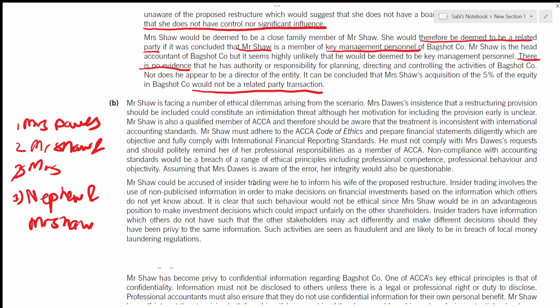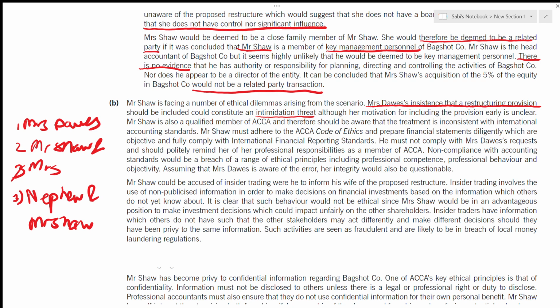So in the first paragraph they talked about Mrs. Davis only. The wife and the nephew come later into the picture. So Mr. Shaw is facing a number of ethical dilemmas arising from the scenario. What are those? Let's see. Mrs. Dowey's insistence that a restructuring provision should be included could constitute an intimidation threat, right? Okay, could constitute an intimidation threat, although her motivation for including the provision early is unclear. See, it's very unclear. They didn't tell about her motivation.